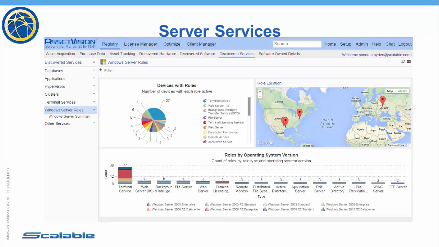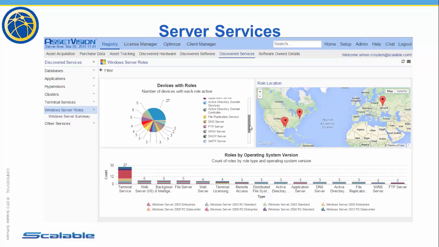We also have the ability to detect Windows Server services. Identifying exactly what services a Windows Server is providing to the rest of the network is critical to understand the significance of the server, especially when it comes to migration or retirement.